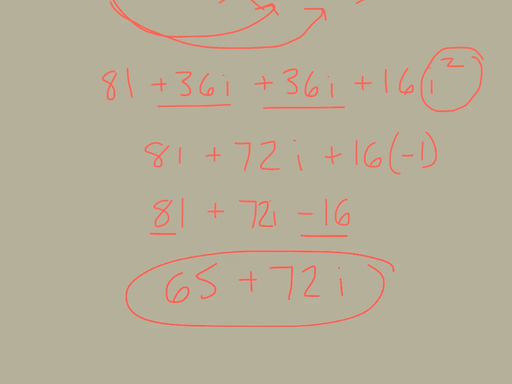So in your answer, you'll never have an i squared because that wouldn't be simplest form. We need to change the i squared into negative 1. So your answer is only going to be real numbers and a complex number.